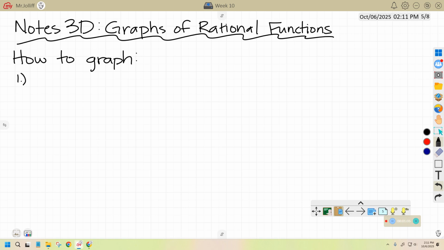Okay, so today we're talking about how to graph rational functions. We spent all of last week talking about their properties. Like all functions, they have x and y intercepts. These guys also have horizontal and vertical asymptotes. Sometimes they have slant asymptotes. Sometimes they have removable discontinuities, also known as holes. And we're going to use our knowledge of those features to help us graph the function.